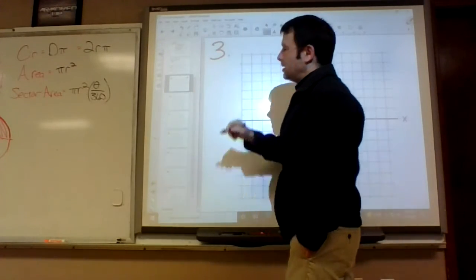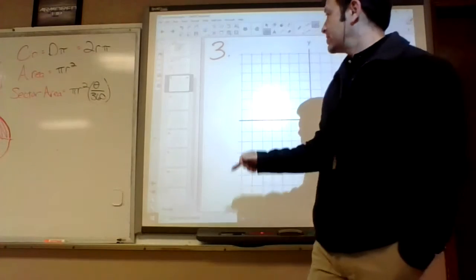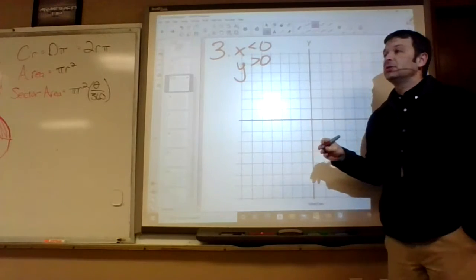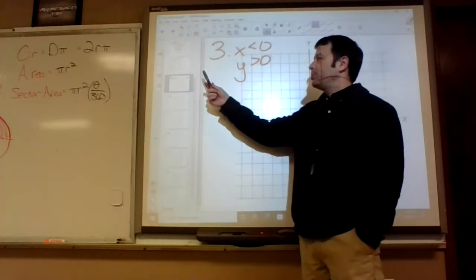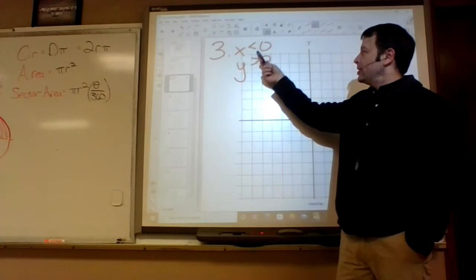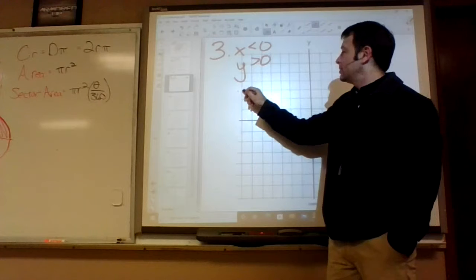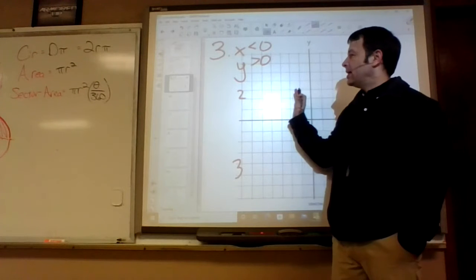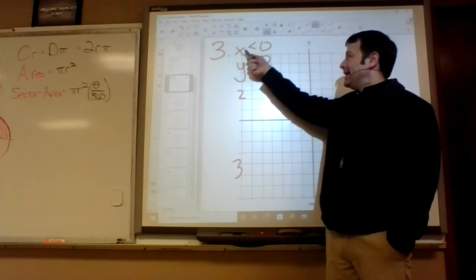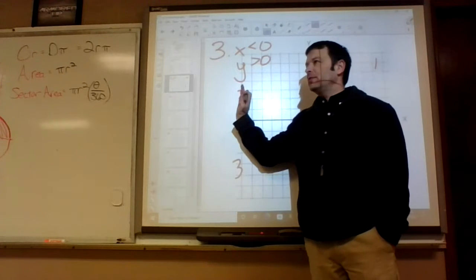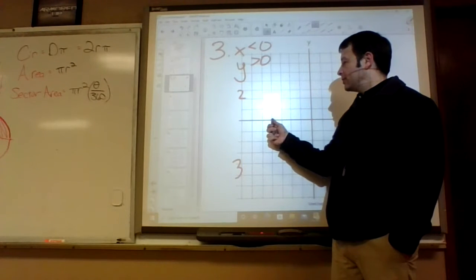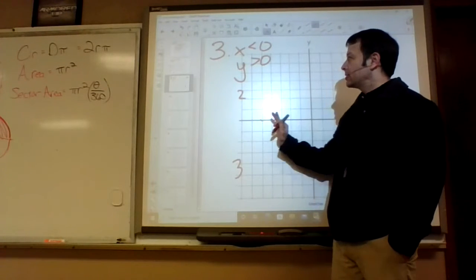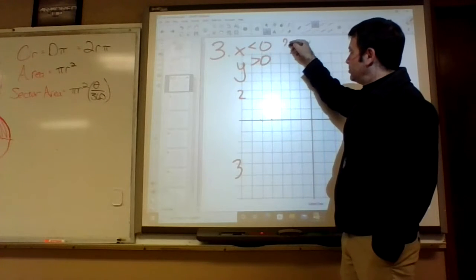Number 3 is x less than 0, y greater than 0. It's not a graphing problem. I'm just pointing at the graph to help us figure it out. Where is x less than 0? All the x values are negative, less than 0, over here, like negative 4, negative 5, negative 3. So this is quadrant 2 or 3.